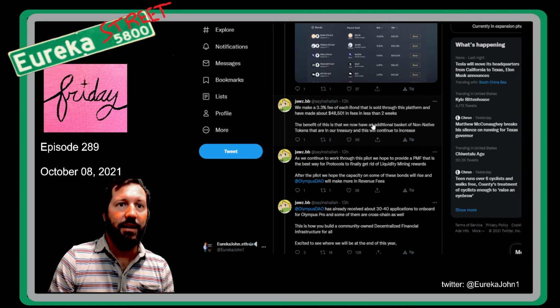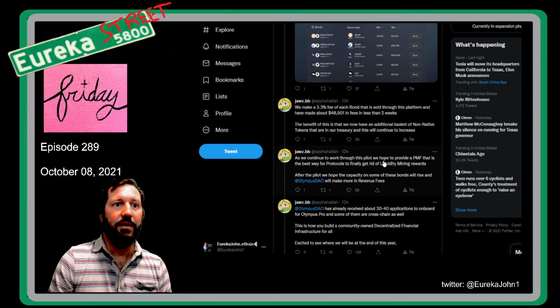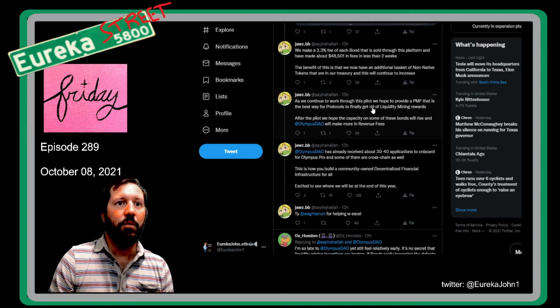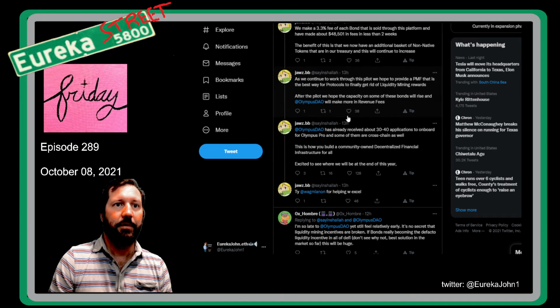The benefit of this is that we now have an additional basket of non-native tokens in our treasury, and this will continue to increase. As we continue to work through this pilot, we hope to have a PMF. I'm not sure what that is. That is the best way for protocols to finally get rid of liquidity mining rewards.